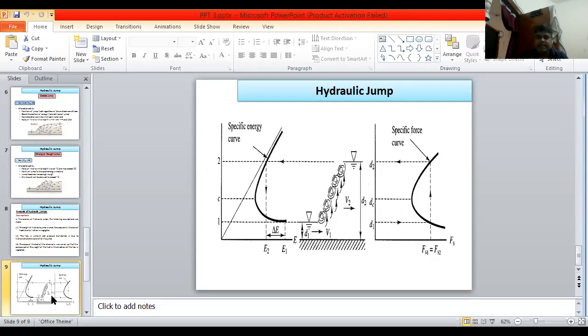But in a specific energy curve, those two depths are known as alternate depths. The basic difference between a specific energy curve and a specific force curve is here. In the case of a specific energy curve, both depths are known as alternate depths at which the specific energy is the same. Similarly, in a specific force curve, both depths are known as sequent depth or conjugate depth, where the specific force is the same. Okay, thank you.